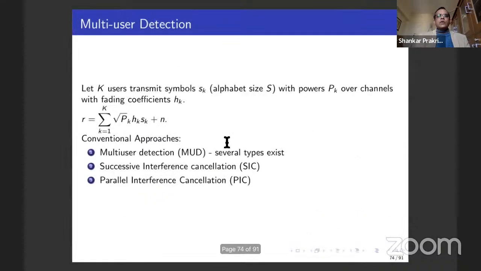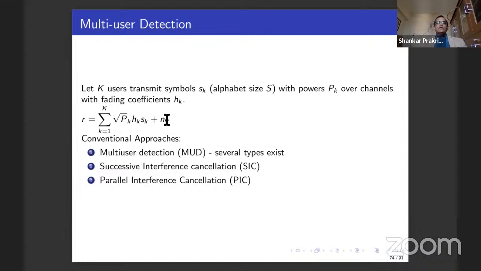Okay, now let us look at non-orthogonal multiple access. In non-orthogonal multiple access, you have a superposition of symbols, right? Consider the uplink. Multiple users are transmitting with power Pk, the capital K users. Power is Pk, channel is Hk, and symbol is Sk. So you're going to get a weighted sum of these, a sum of all these signals at the access point, with additive noise.